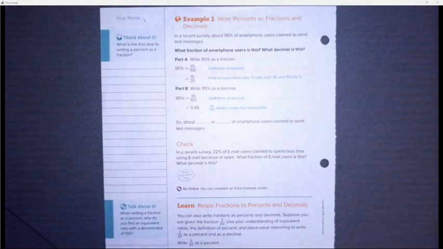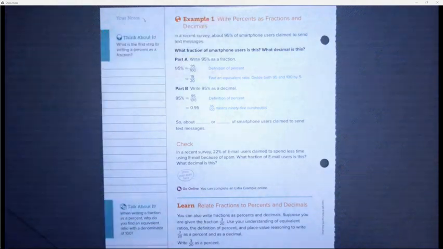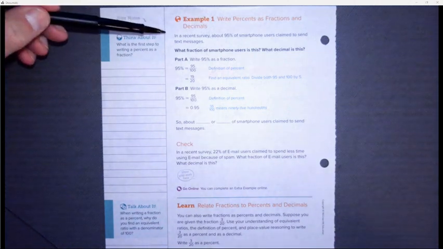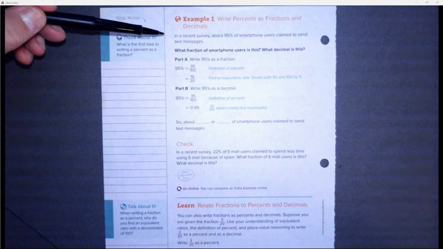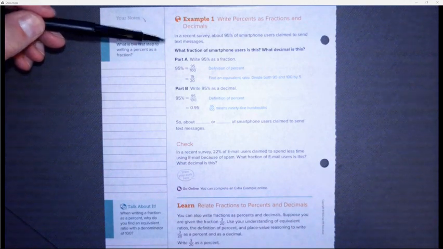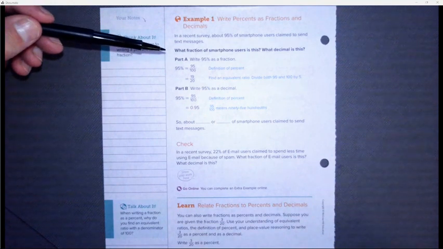In example 1 on page 102, we see that we're going to write percents as fractions and decimals. It says, in a recent survey, about 95% of smartphone users claim to send text messages. What fraction of smartphone users is this? And what decimal is this?